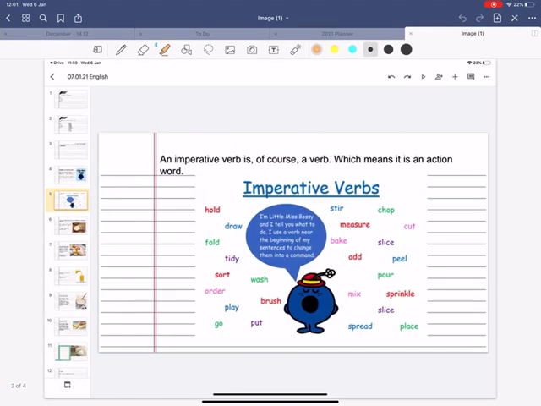So some examples of imperative verbs that we've got here are hold, tidy, measure, spread, slice. So these are going to be really helpful when we're writing our instruction text.